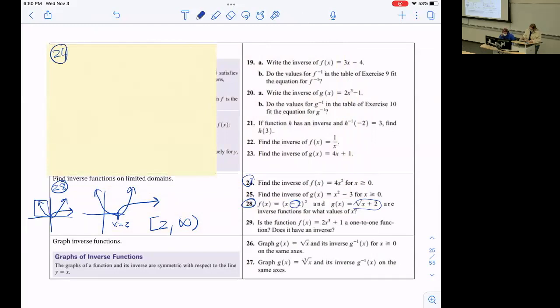So find the inverse of f of x equals 4x squared. So f of x equals 4x squared, where x is greater than or equal to 0. So we can find the inverse of 4x squared. We will switch the x and y. Divide by the 4.